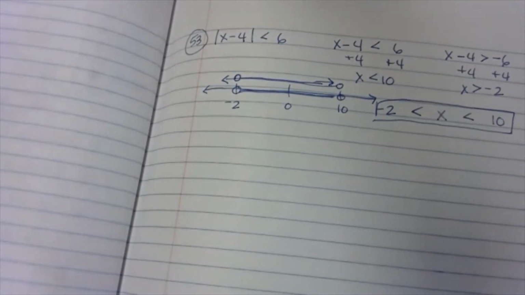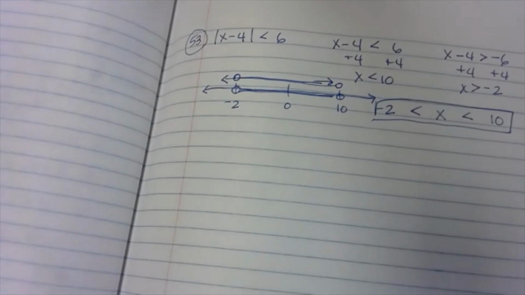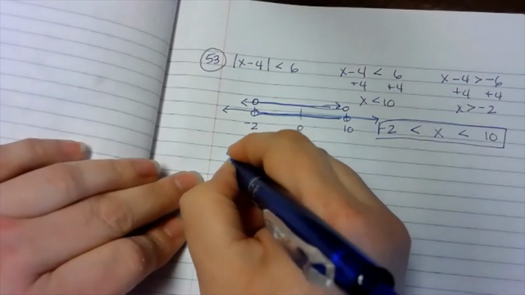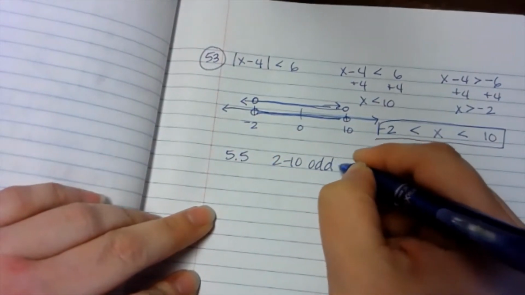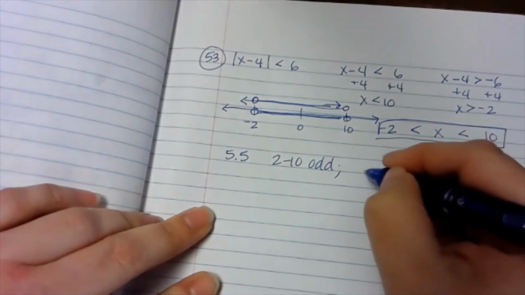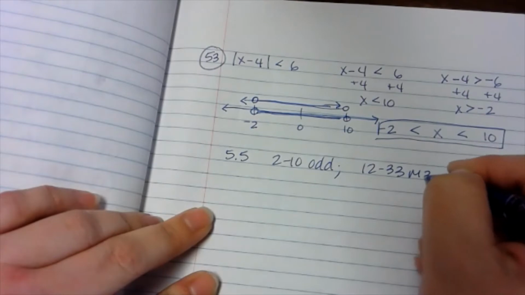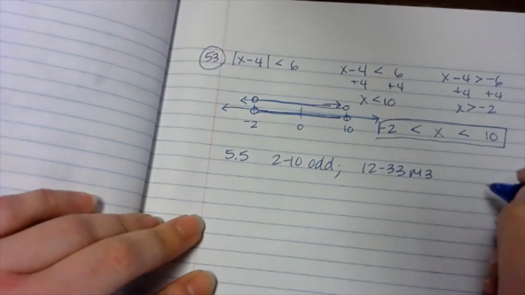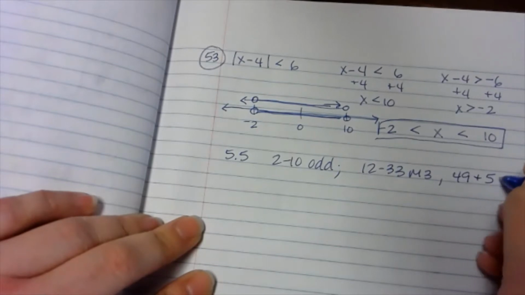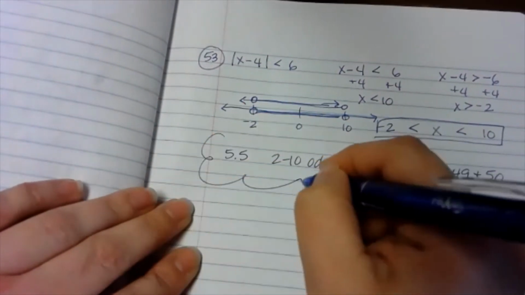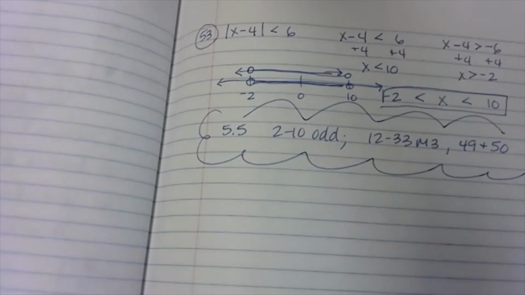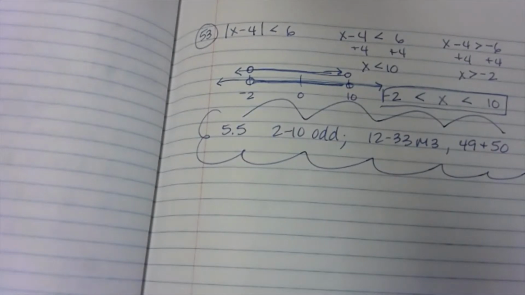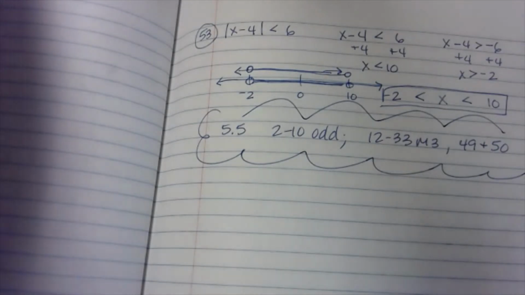All right. So it was 5.4. Let's take a look at 5.5, 2 through 10 odd, 12 through 33, multiples of 3, 49, and 50. Okay, so let's start a new one. All right. 5.5, 2 through 10. Let's see what we got here.